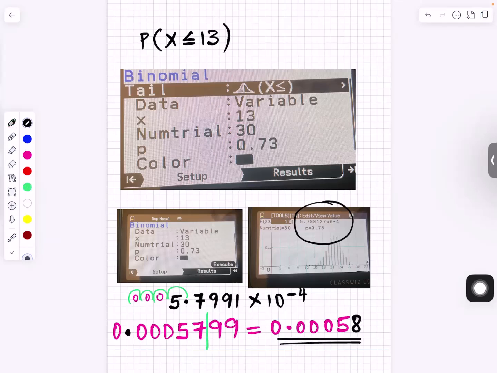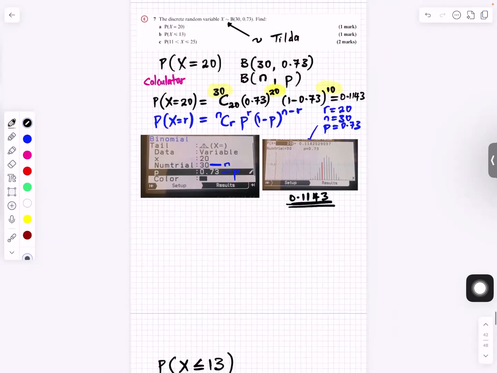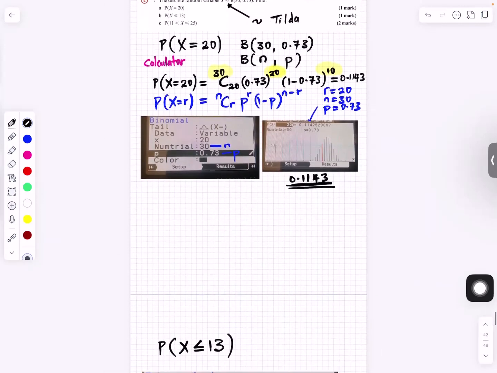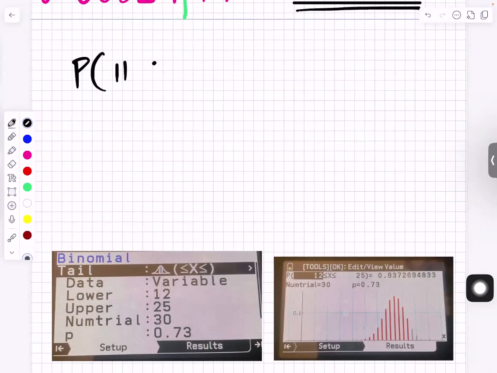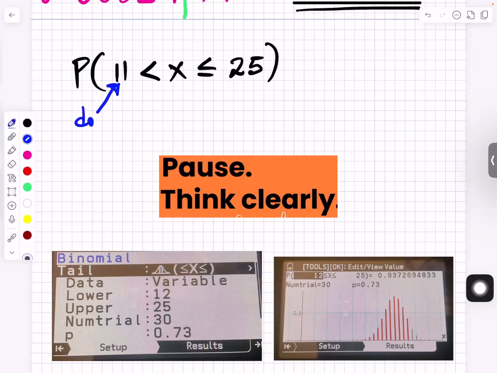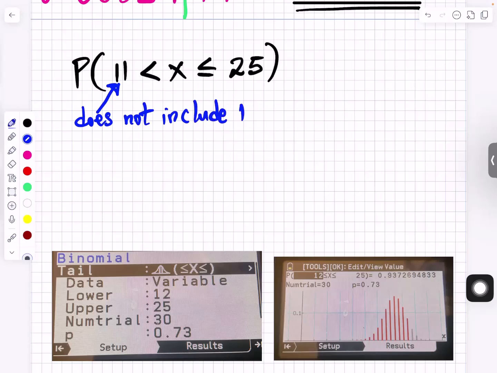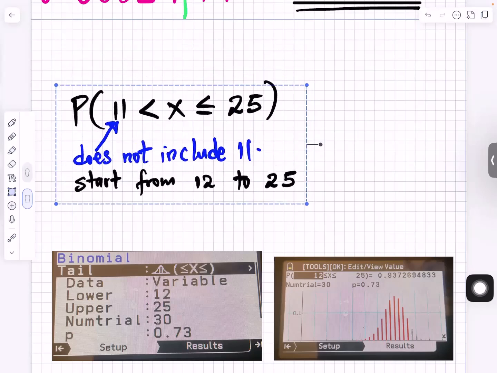Did you get that one? Yeah. Perfect. And any idea how we do the last one? You put it on your calculator again. So you make it less than or equal to 12. Yes. Or no, 12 is less than or equal to x, sorry. So the probability of 11 less than x less than or equal to 25. Does it include 11? No. So it does not include 11. So we start from 12 up to 25.